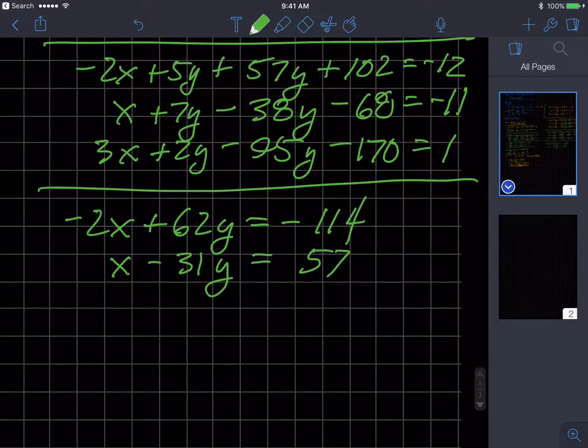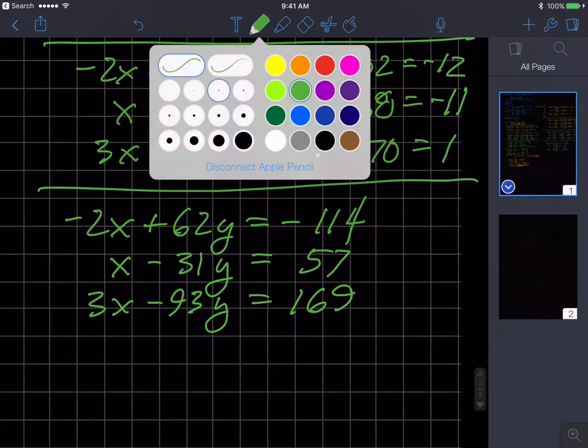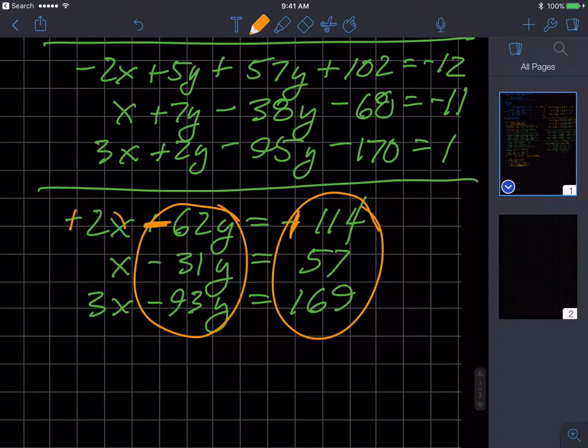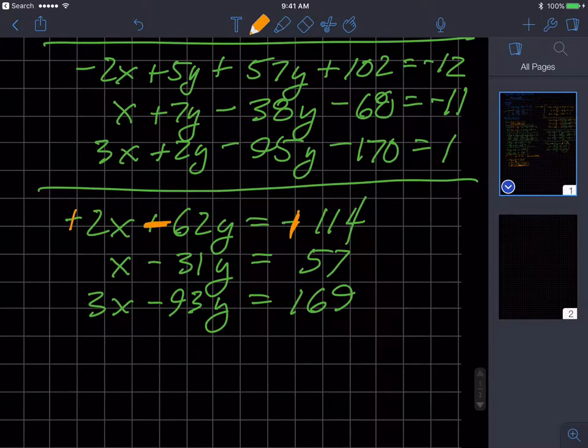Maybe you noticed something already. 3x plus 2y minus 93y equals, add 170, so that's 169. Okay, so here's the thing to kind of notice. If I multiply this by a negative 1, that becomes positive, this becomes negative, this becomes positive. So notice all these are positive, all these are negative, all these are positive. Not a big deal in and of itself.